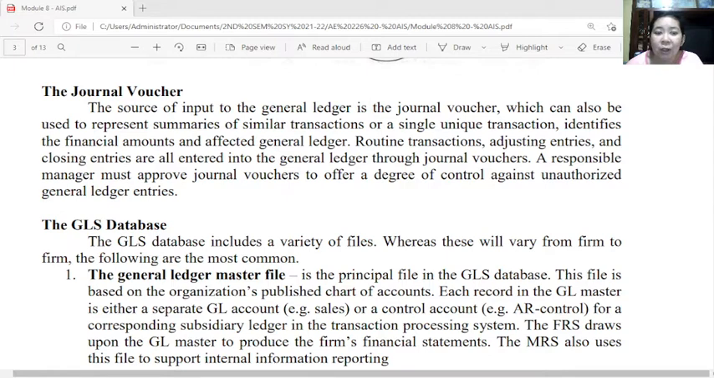So basically, the journal voucher is an important source document used as an input to the recording of the economic transactions. For routine transactions, adjusting entries and closing entries, these are all entered in our general ledger using journal vouchers. A responsible manager should approve journal vouchers. The purpose of this is to offer a degree of control against unauthorized general ledger entries, to avoid manipulation of the recorded transactions.